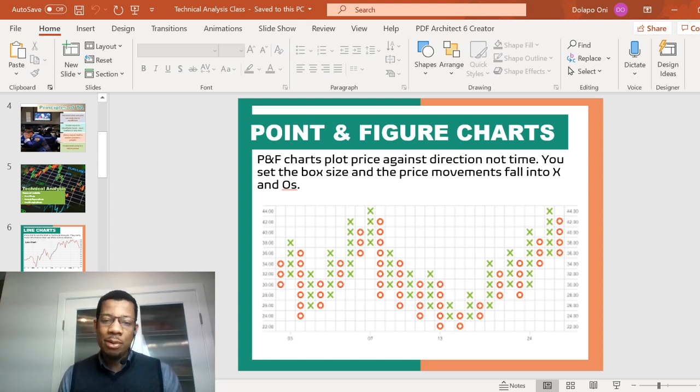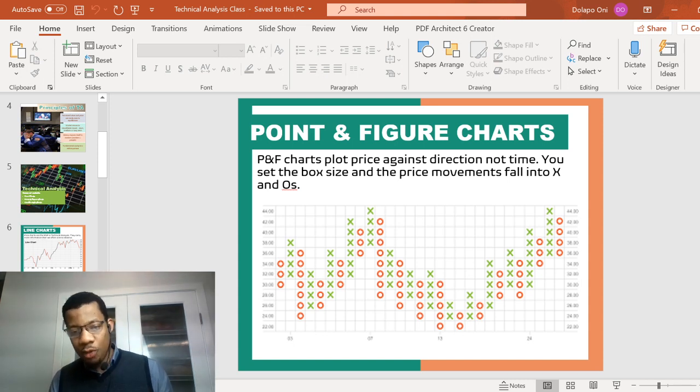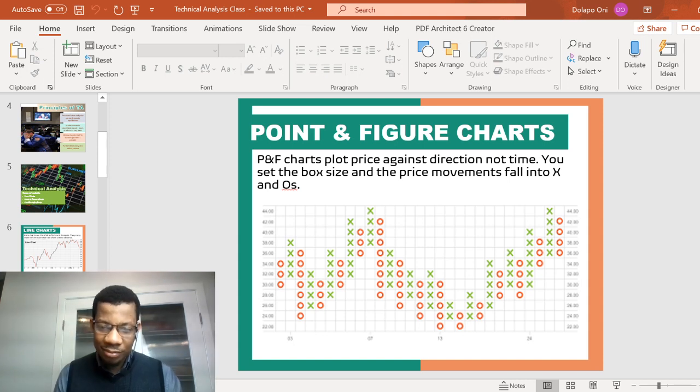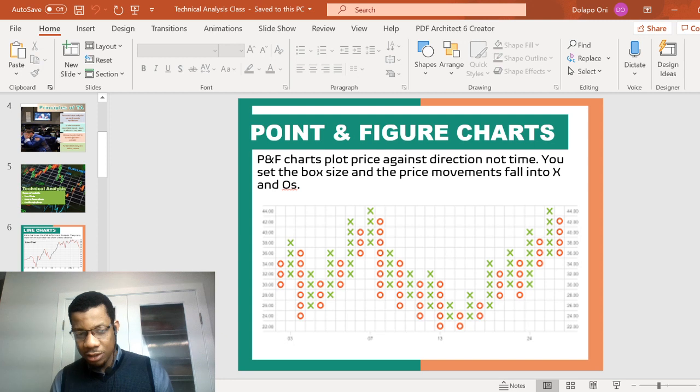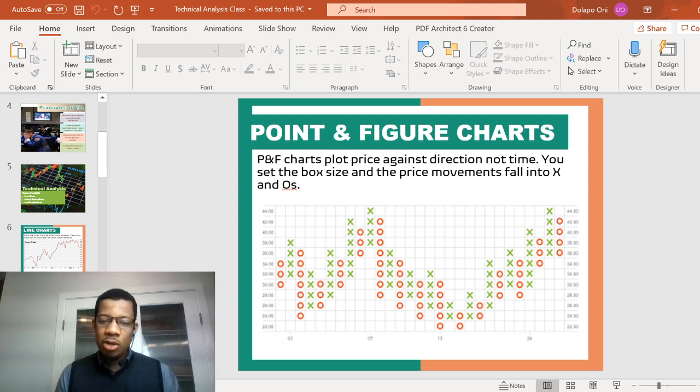You can set the box to say, I want this chart to reflect every time there's a movement of 50 cents in this particular asset. So when there's a movement of 50 cents upward, you get an X. When there's a movement of 50 cents downward, you get an O. And that's why the X's are green, the O's are red. And if the price movement is not even up to that amount, you still get that box, just telling you that it's within that range.